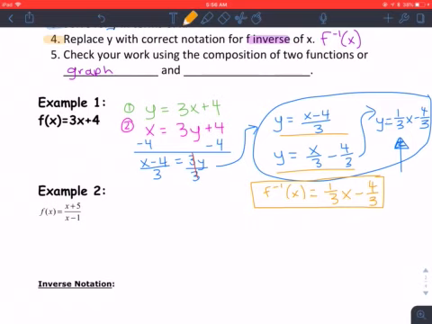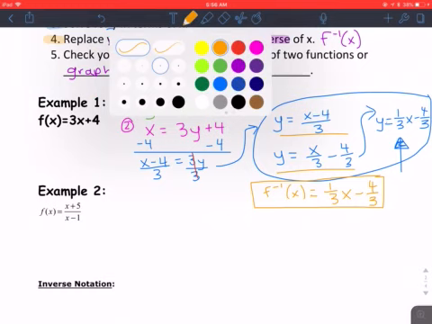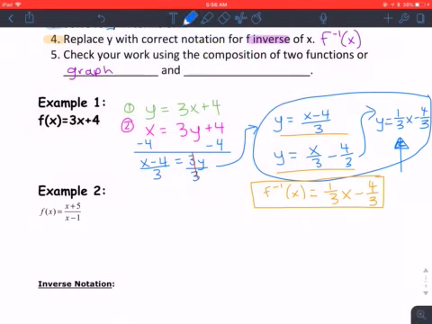Okay, and then we can check our work using a graph. I'm going to let y'all do that in your graphing calculator. So you can graph the original and then the new graph.